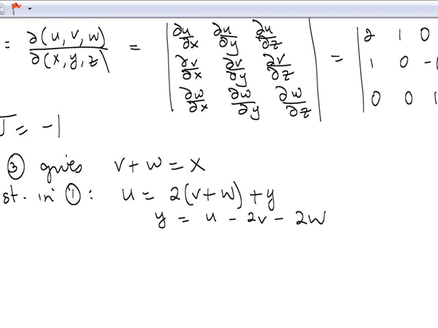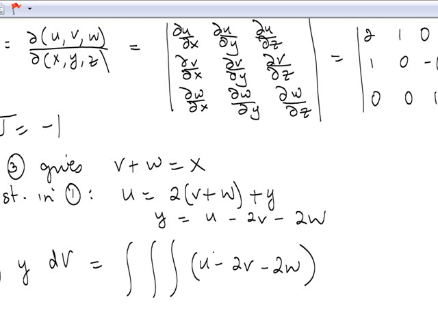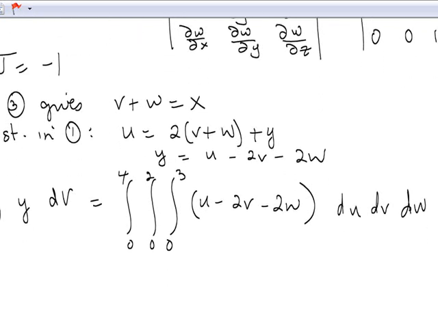Okay, set up your integral now. The triple integral over E of y dV. Y is u minus 2v minus 2w. The Jacobian is minus 1. Absolute value is just 1, so we don't need it. du, dv, dw, with limits 0 to 3, 0 to 2, 0 to 4. Let's integrate this. With a triple integral, I would want you to integrate it.